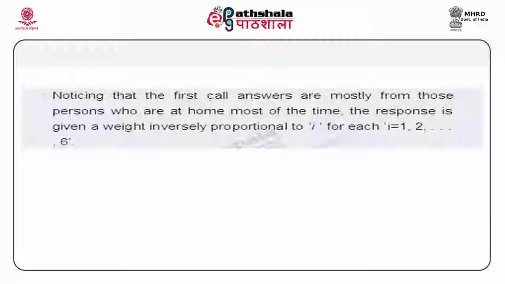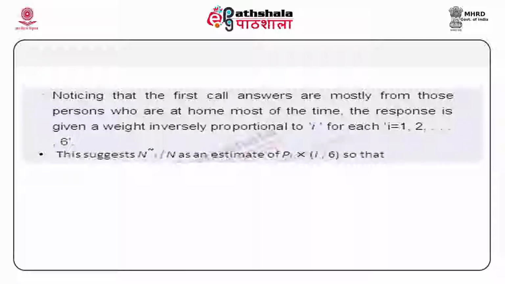Noting that the first call answers are mostly from those persons who are at home most of the time, the response is given a weight inversely proportional to I. This is basically using the Horvitz-Thompson estimator concept. So, if it is I over 6, you give the weight 6 over I, that is the idea. So, capital N I tilde over capital N serves as an estimate of Pi times I over 6. So, an estimate of Pi is given by 6 times N I tilde over I times capital N, for I equal to 1 to 6.